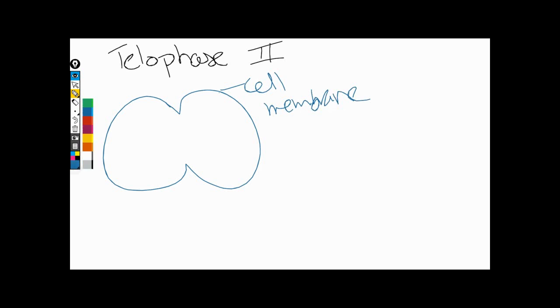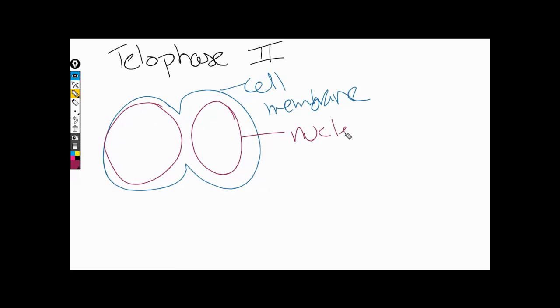There's a cell membrane, making two daughter cells. There's two poorly constructed nuclear envelopes. Remember, I've only followed the one cell line through here, but you should have followed both. So I've only got two cells here. You should have four, right? Because you followed both divisions from telophase 1.